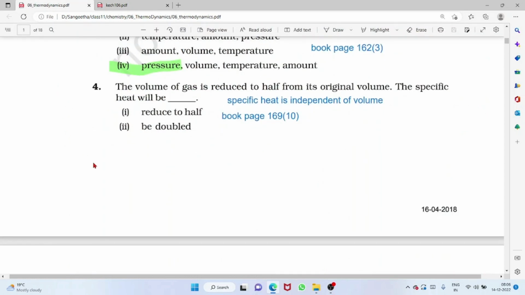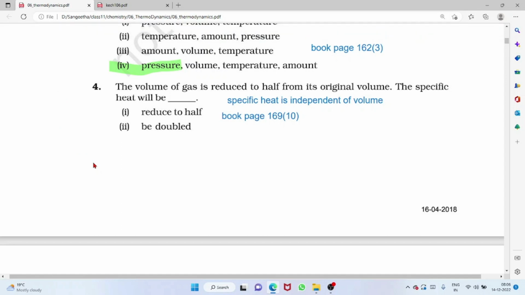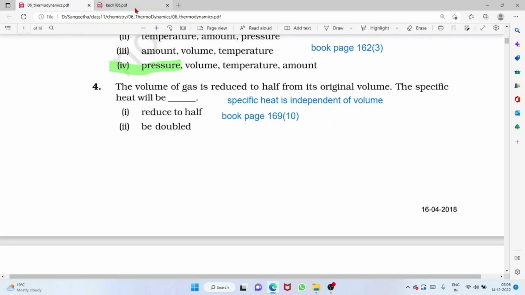The volume of gas is reduced to half from its original volume. The specific heat will be, see, the specific heat is independent of the volume. That is given in page 10.